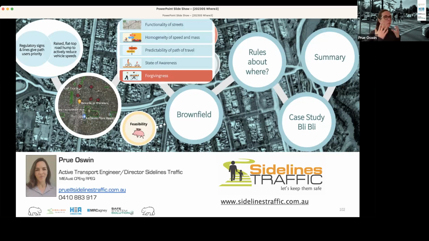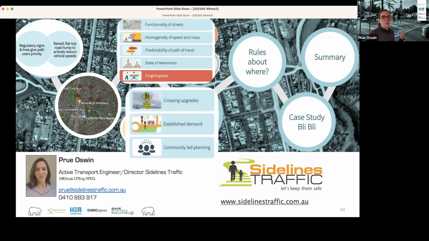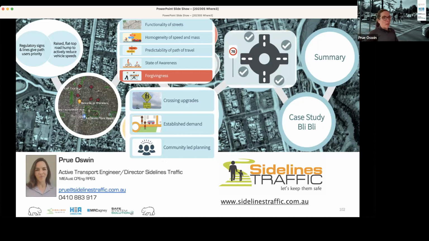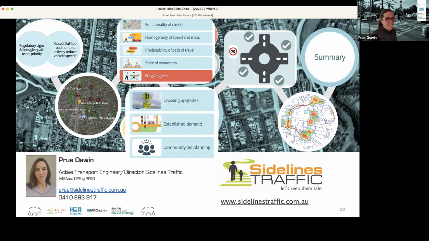We also went through risk and connectivity. So we went through our sustainable safety principles. Brownfield sites, we had those 3 methodologies with the crossing upgrades, the established demand areas, and then our community-led planning. The rules about where and how we can use them and modify our environments to get better crossings in. And then our blind case study and the heat maps and our community out competing our practitioners again.